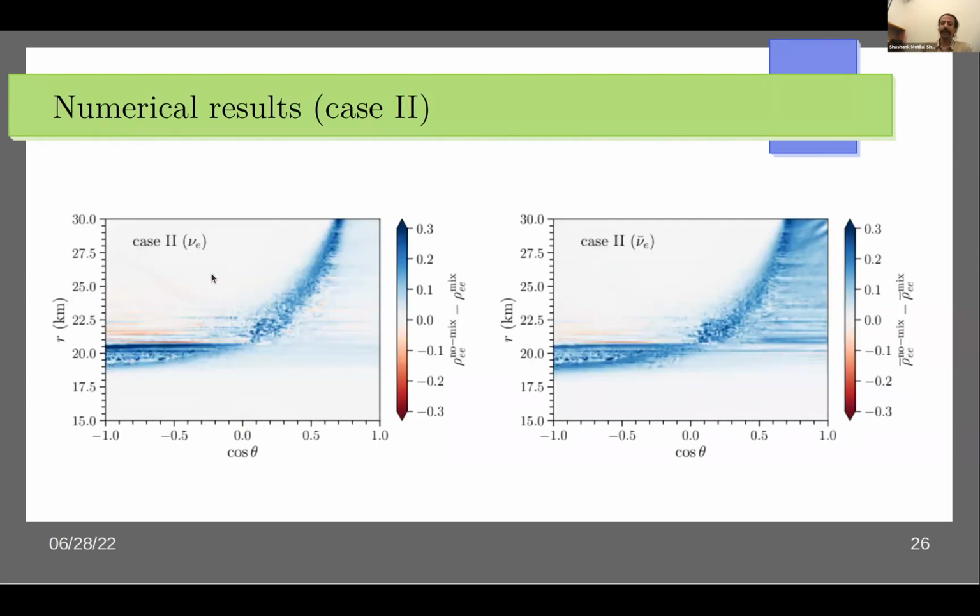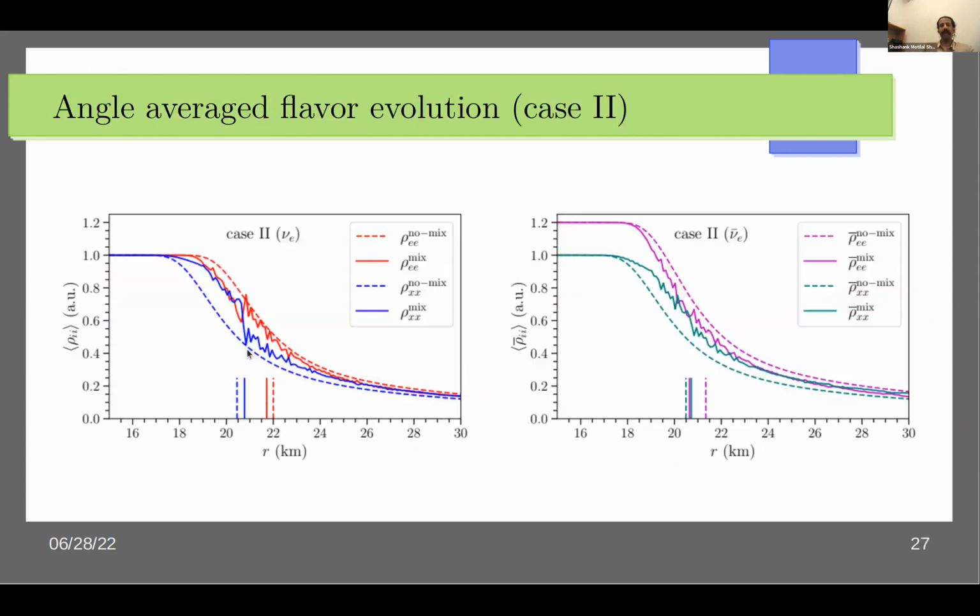If we use some other kind of radial profile for the collision term, we get some interesting results. If you look at this plot, it's the same as before, but for a different input of collision terms as a function of radius. And you can clearly see there is a discontinuity here. The same discontinuity can be seen if we average over the angle.